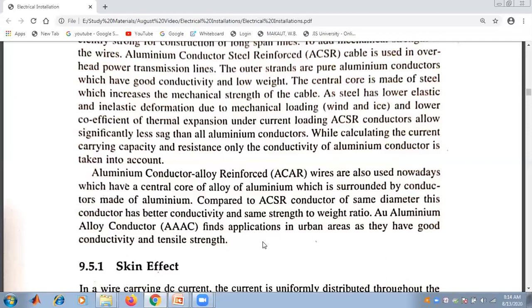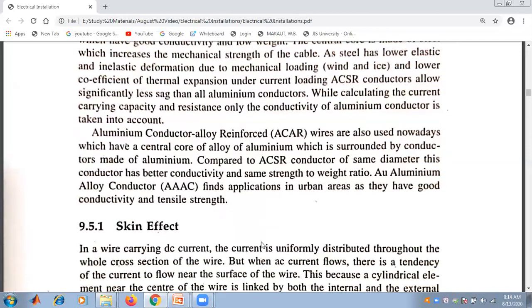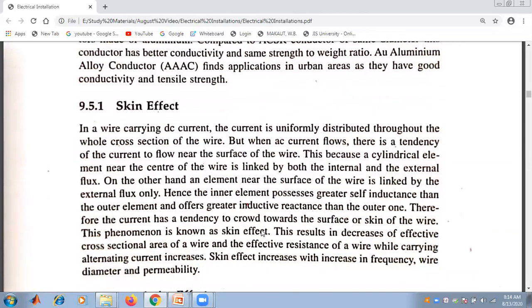Now I am going to discuss some effects on cables and wires. The first is the skin effect. As the name suggests, skin means the upper surface. In our body, the skin is the upper surface. So skin effect means the effect that occurs on the upper surface.